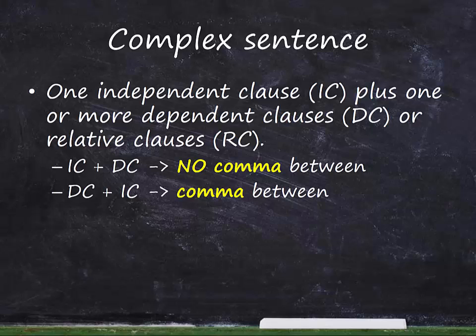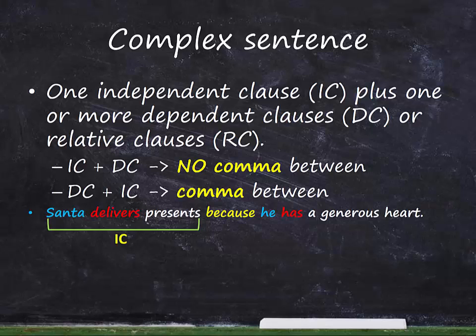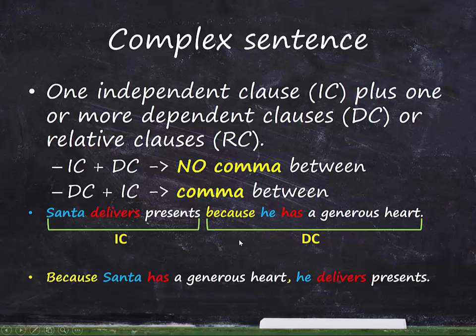Let's look at some examples. Santa delivers presents because he has a generous heart. Here we have an independent clause followed by a dependent clause. See how this clause begins with an AWUBIS word? In this order, we don't need a comma in between. But if we reverse the order, because Santa has a generous heart, he delivers presents, we have a dependent clause followed by an independent. So we do need a comma in between.